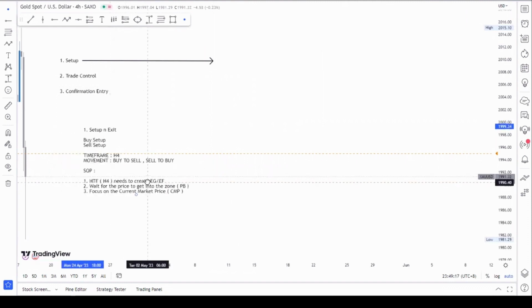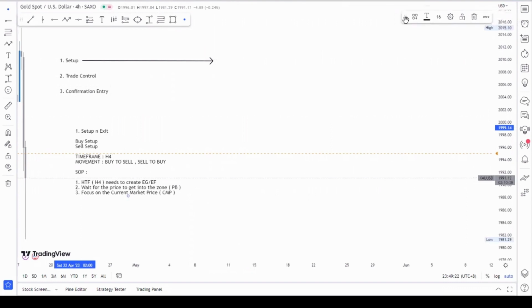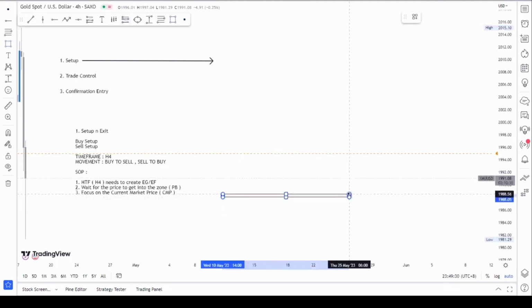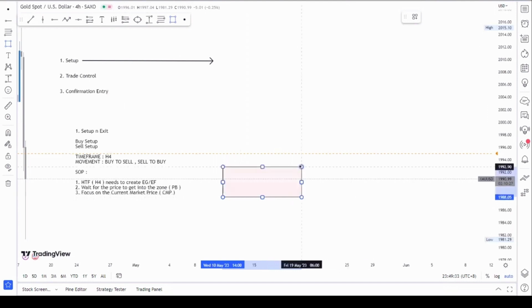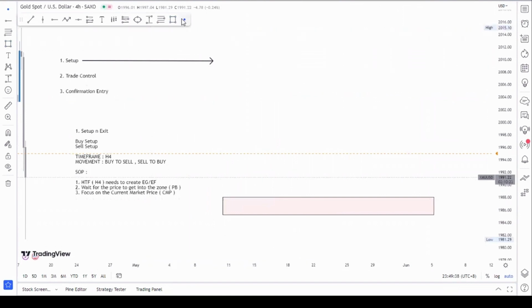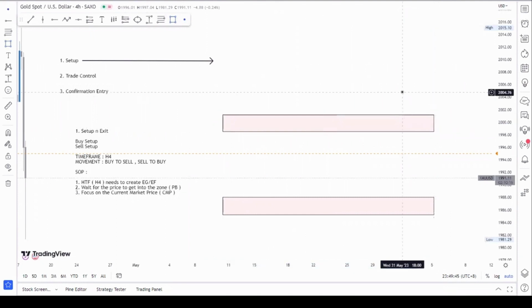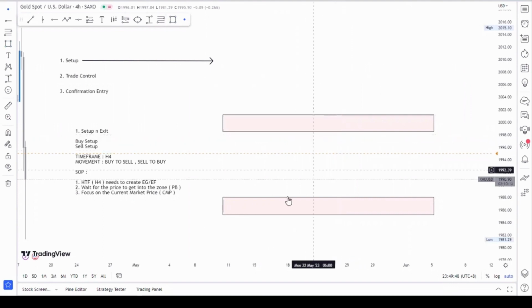So the question is how it works. The way it works is we look at the theory, and let me draw it for you. For example, we have the buy zone of H4 and the sell zone of H4. If we want to buy, in the buy bias, we are going to look at buy setup, and we are going to exit at sell setup.